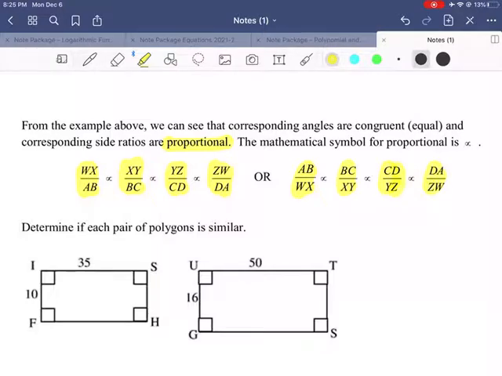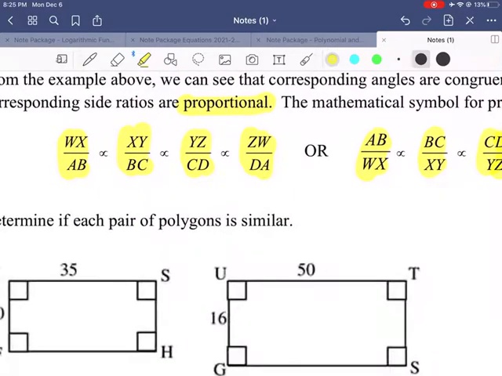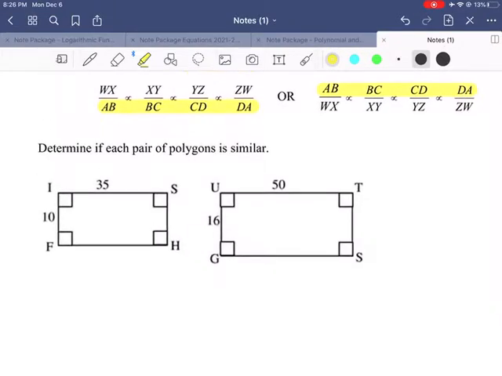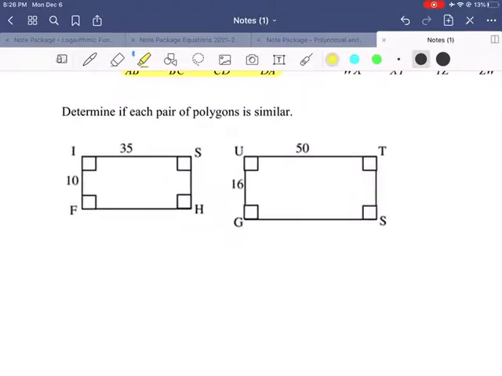And it doesn't matter whether you have the shorter side on top or the bigger side on top in each fraction. The only thing is you have to have either all the short sides on the bottom or all the short sides on the top. You can't mix and match however you please. So let's determine if each pair of polygons is similar.